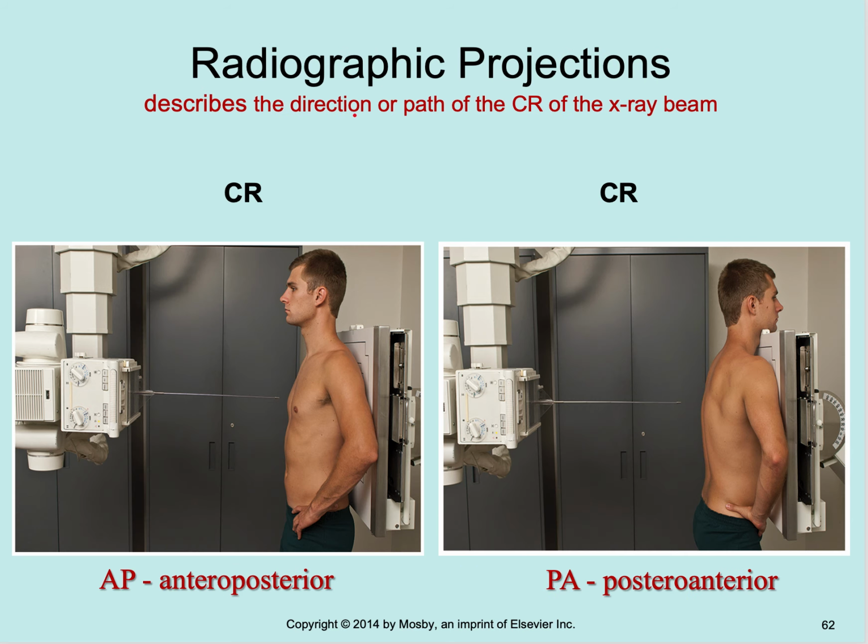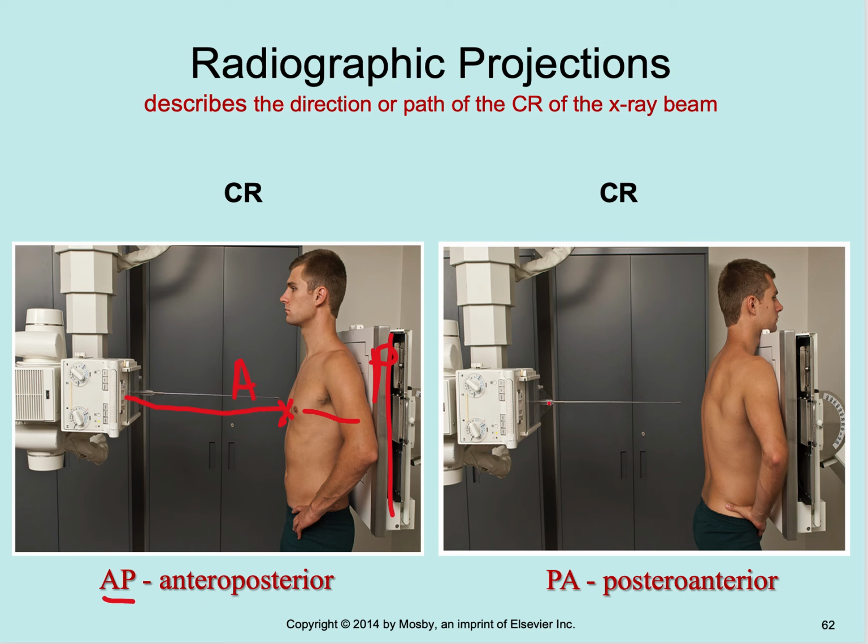Radiographic projections describe the direction or path of the central ray of the X-ray beam. So this is the path of the beam coming from the tube. It enters here, traverses through the patient, and hits your image receptor back here. So this is entering the anterior aspect and exiting the posterior aspect because the posterior is closest to the image receptor. So this is an AP, anterior posterior projection.